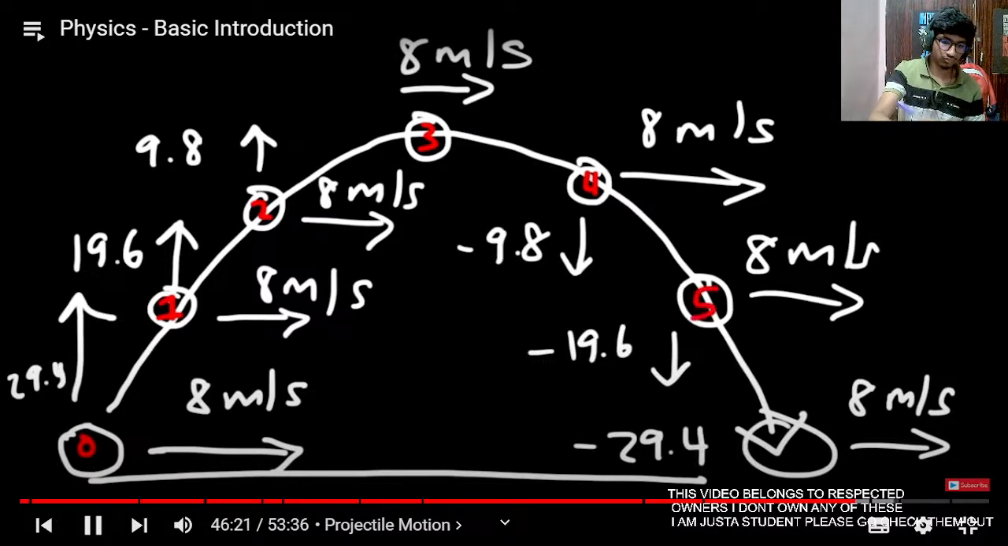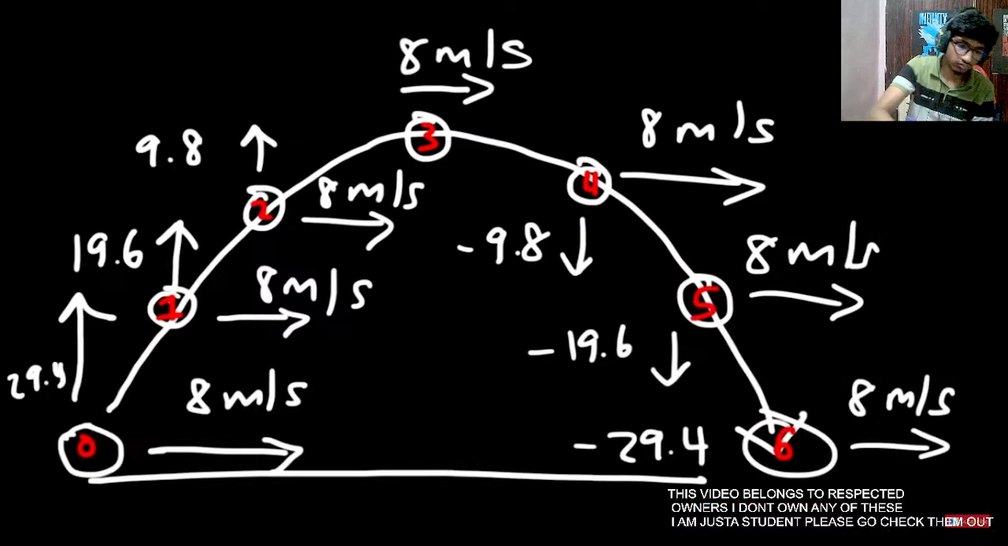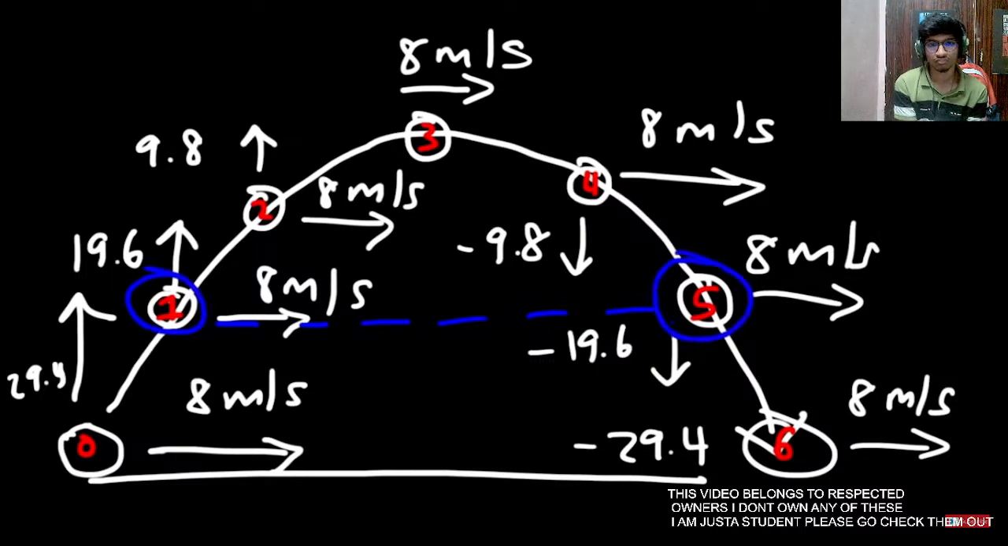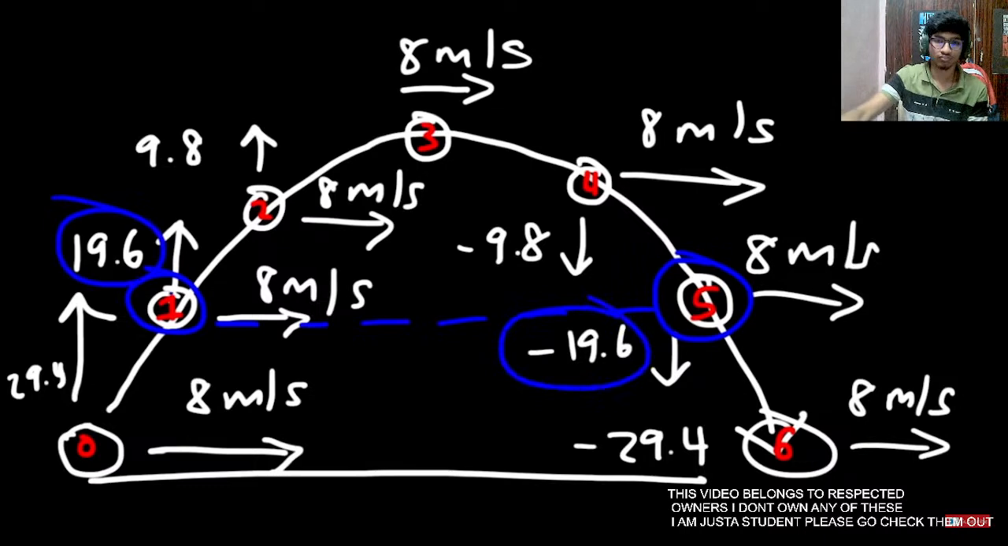So notice that the speed is the same when the height is the same if the trajectory is symmetrical. In this case, the left side looks exactly the same as the right side. So there's symmetry for this type of shape. So at a certain height, Vy has the same magnitude but the opposite sign. This is positive 19.6 and that's a negative 19.6.